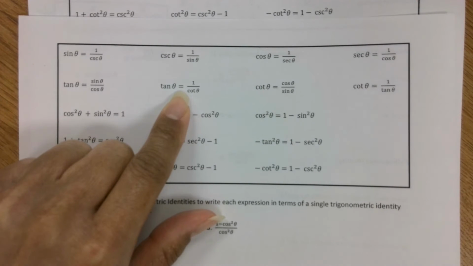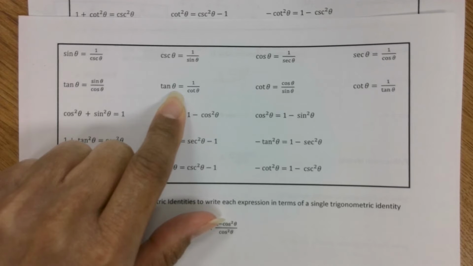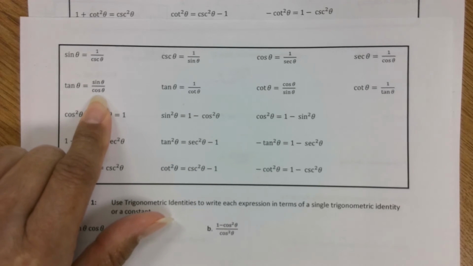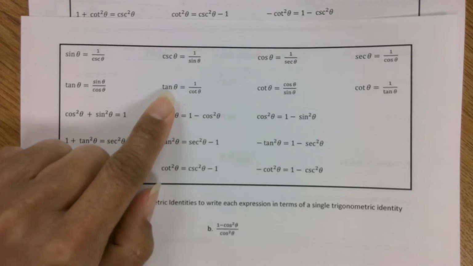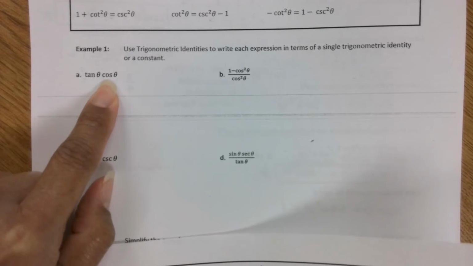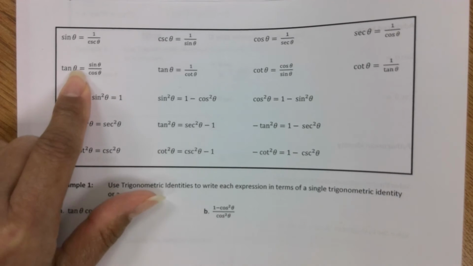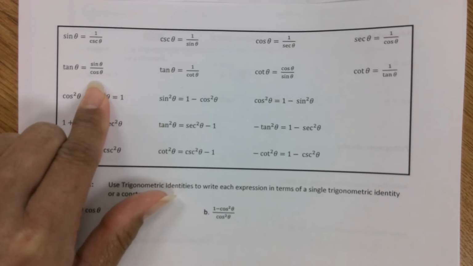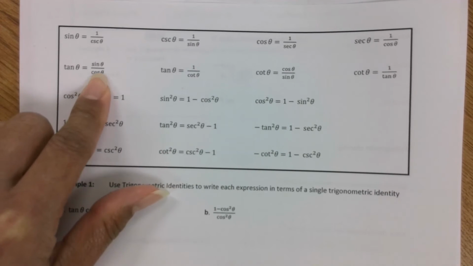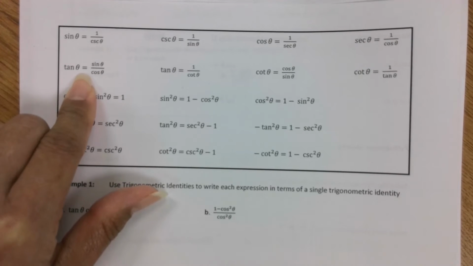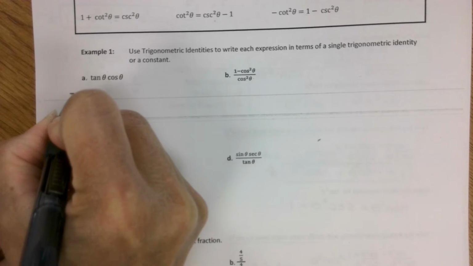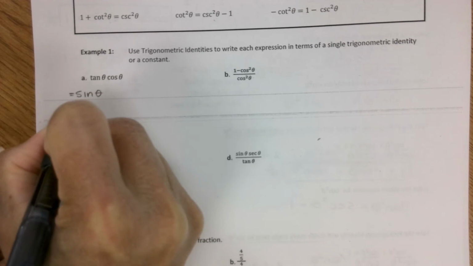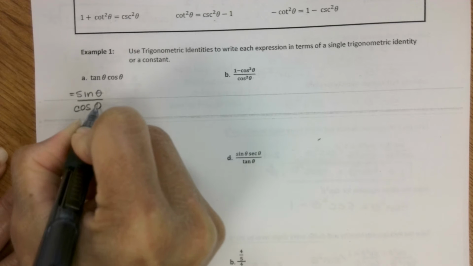Tangent theta here at the top of the page can be rewritten as 1 over cotangent theta, or it can be rewritten as sine over cosine theta. So which one of these do I need to use? Well, I noticed that it's sitting next to a cosine. Which one of these has a cosine in it? This one does. So I'm going to use this one right here to substitute. Tangent theta is equal to sine over cosine. So I'm going to rewrite tangent theta as sine theta over cosine theta.